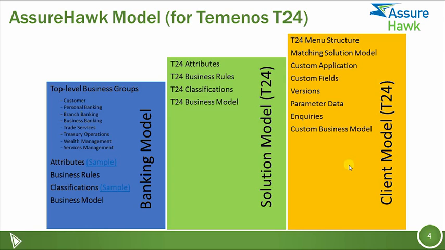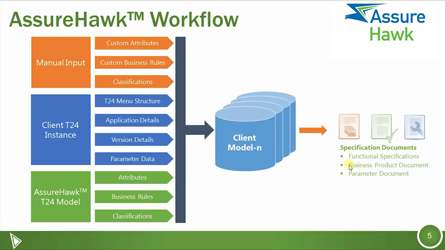For the custom development which has been done, we may have to put those enrichments in place manually. And once we do those custom related attributes, business rules, and classifications onto the client model, we would be in a position to generate the specifications document.